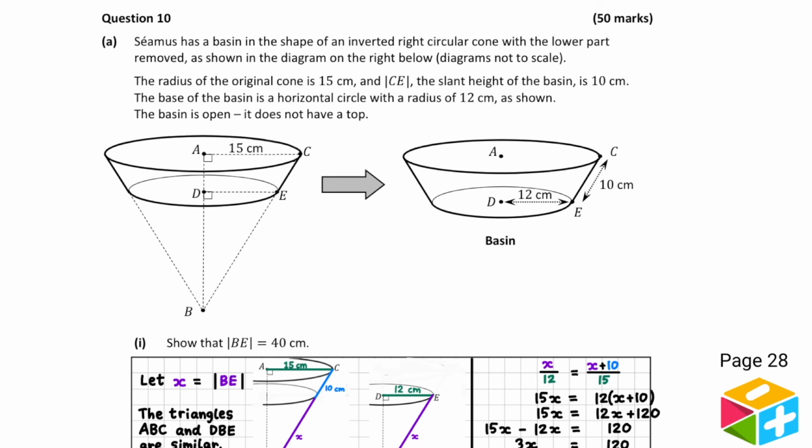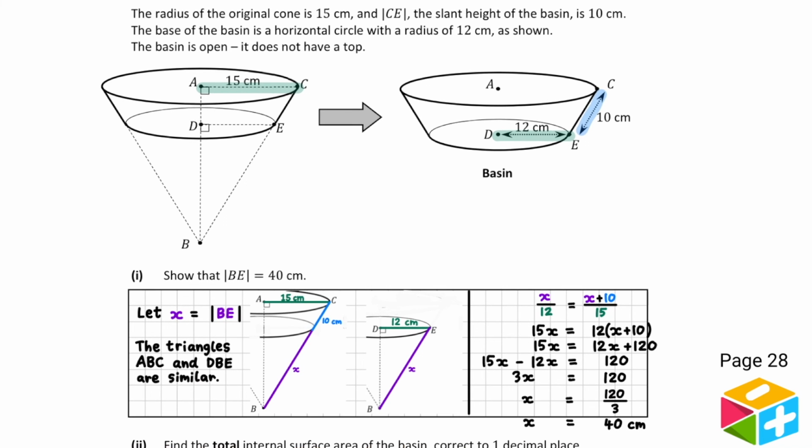In question 10, we're presented with a diagram of a right circular cone. The top portion of this cone has been extracted to form a basin. We are given several measurements here. The radius of the original cone is 15 centimeters. The radius of the base of the basin is 12 centimeters, and the slant height of the basin is 10 centimeters. In the first part of the question, we must show that the length from B to E is 40 centimeters.